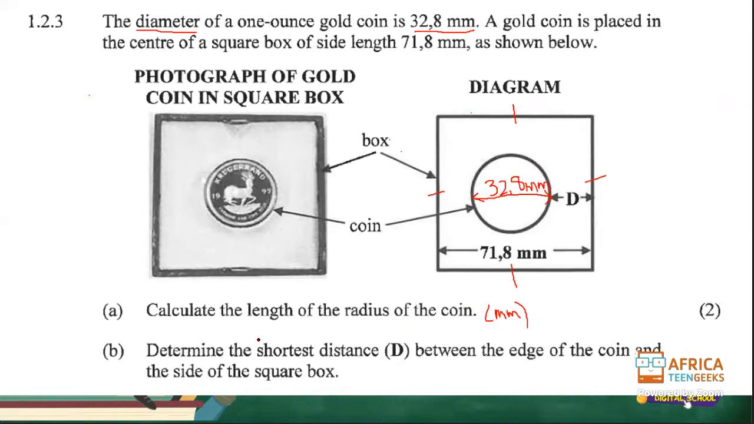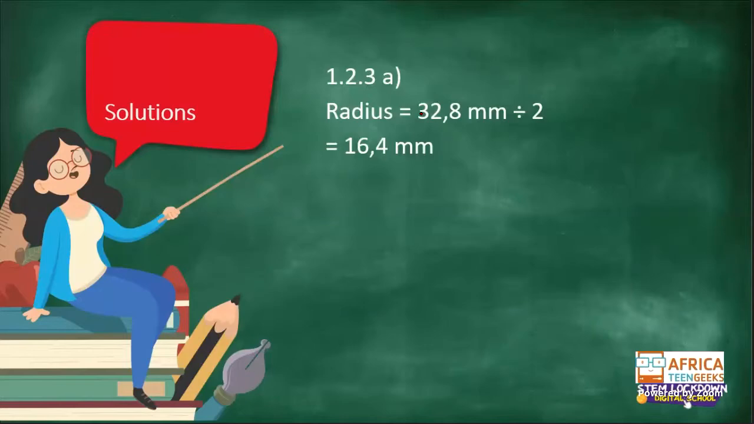Now, the radius is the diameter divided by 2. So 32,8 millimeters divided by 2. Your answer is 16,4. So well done to all of you. Let us get the second one.